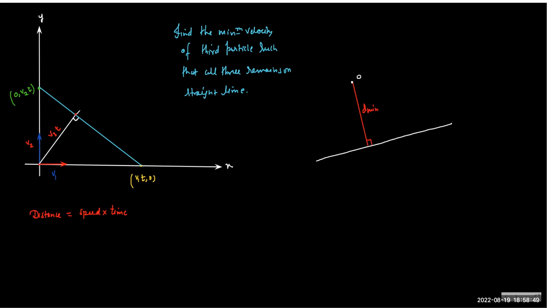Is it possible to find the coordinate of this point P, and if yes, then how? Anyone knows how to find the coordinate of this point, the point which is the perpendicular from the origin? Yes, sir, I think it is possible. Yeah, tell me.